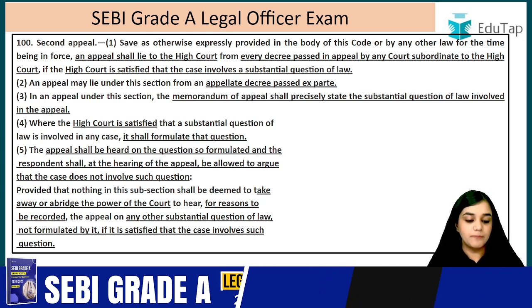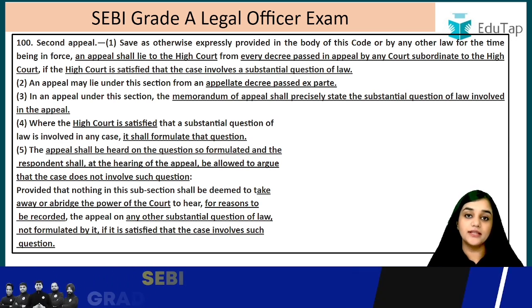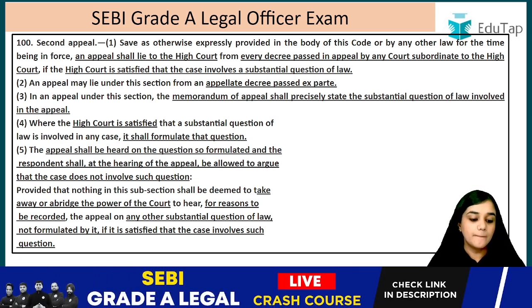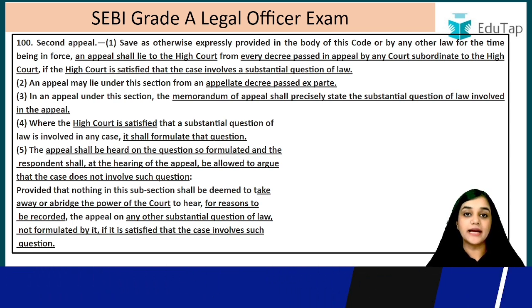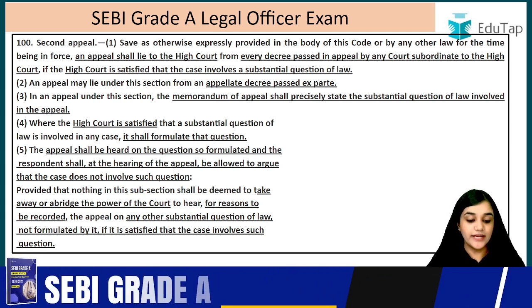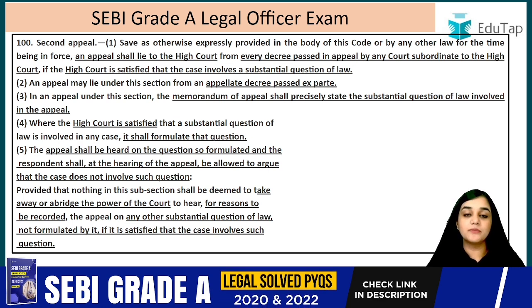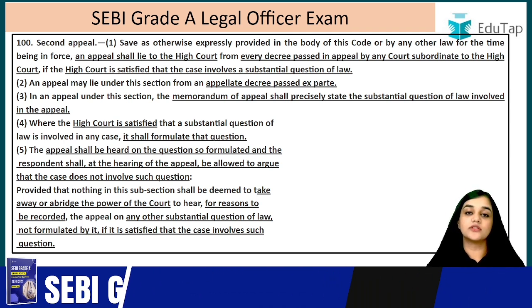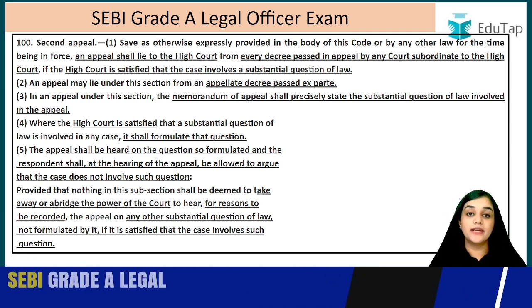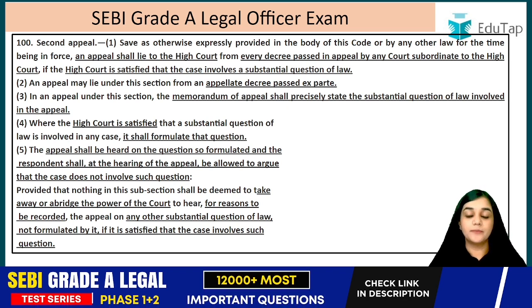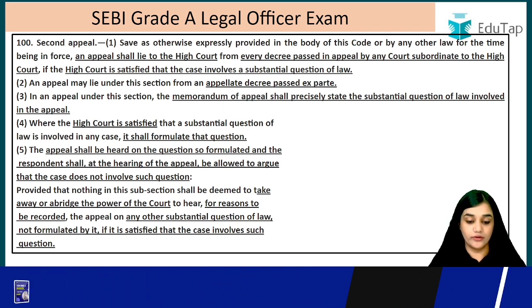From every decree passed in appeal. So from the decree that has been passed in appeal by the court subordinate to the High Court. It has to be from a decree that has been passed by the appellate court, right? So where it has been passed by an appellate court, there the High Court is going to come into the picture, if the High Court is satisfied that the case involves a substantial question of law. But now here, the scope of this appeal has been narrowed down, right? It is only when the High Court is satisfied that it involves a substantial question of law.